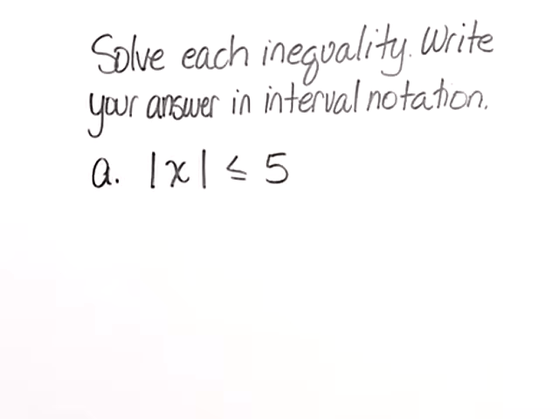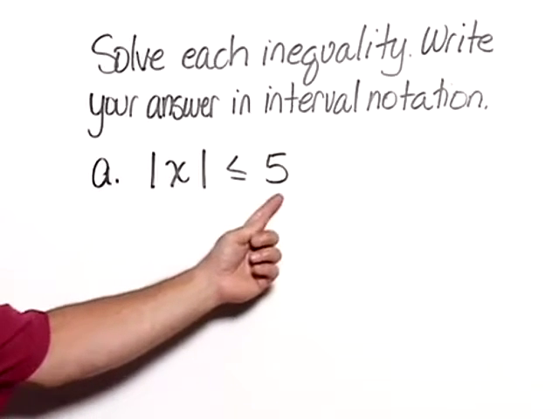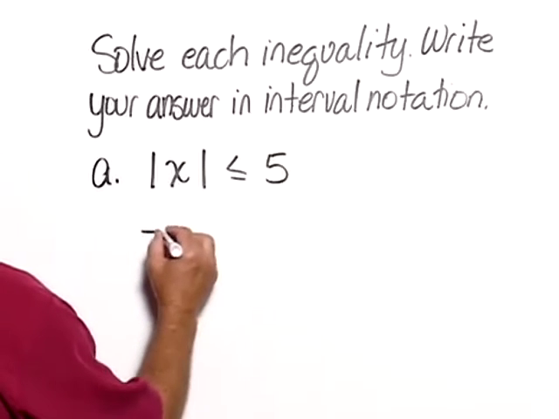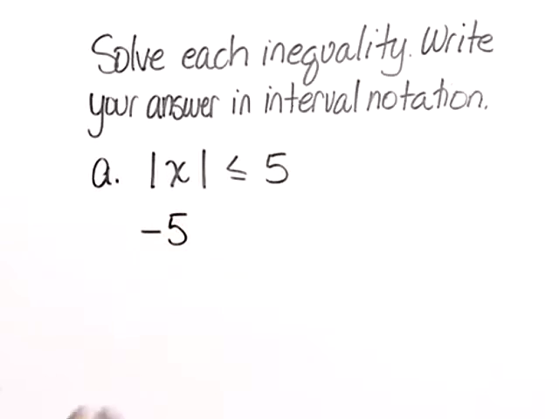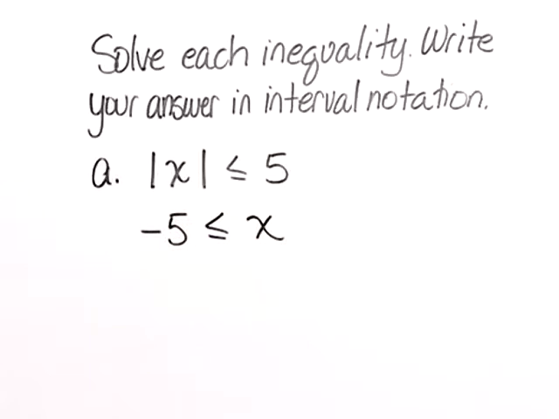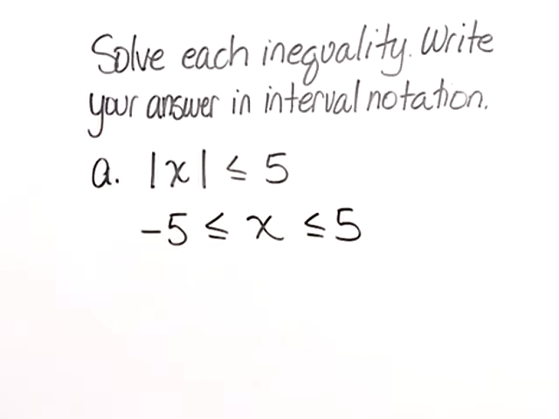Solve each inequality. Write your answer in interval notation. Part A, the absolute value of x is less than or equal to 5. Now remember, when we have an absolute value expression that's less than a number, then what we solve is actually the expression where we take negative that number is less than or equal to the expression inside the absolute value, and that's less than or equal to positive the number on the right-hand side.